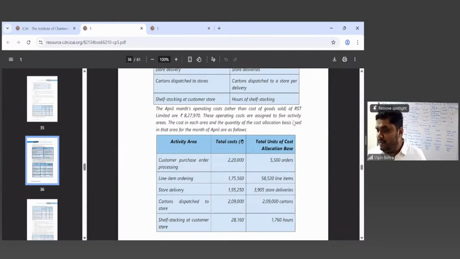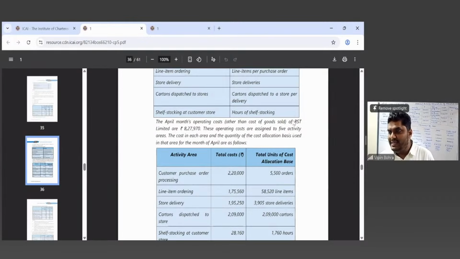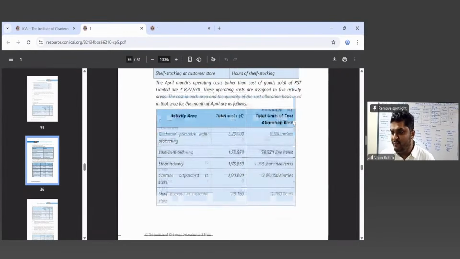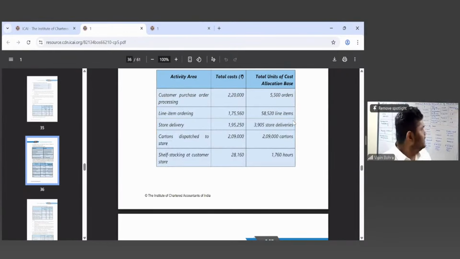So herein, for customer purchase order processing, it is 5,500 orders. Line item ordering, it is 58,520 line items. Then again, store delivery, it is 3,905 store deliveries. Cartons dispatched to store, it is 2,09,000 cartons. And the hours are given for shelf stocking. So this part is given. Now we need separate.